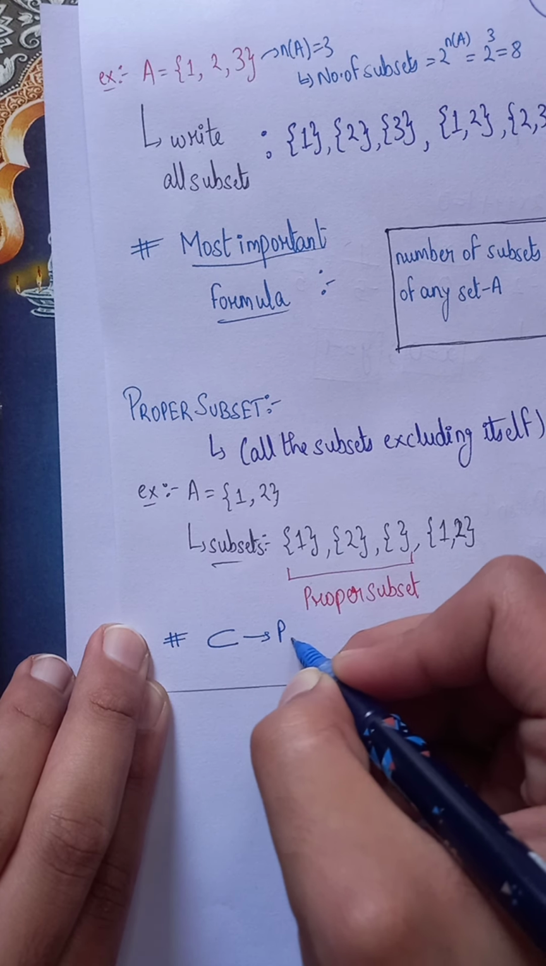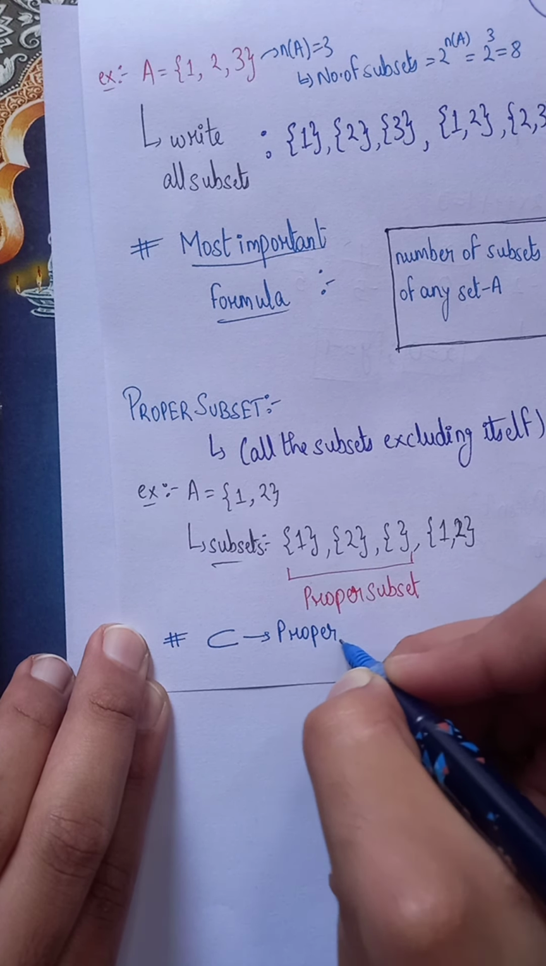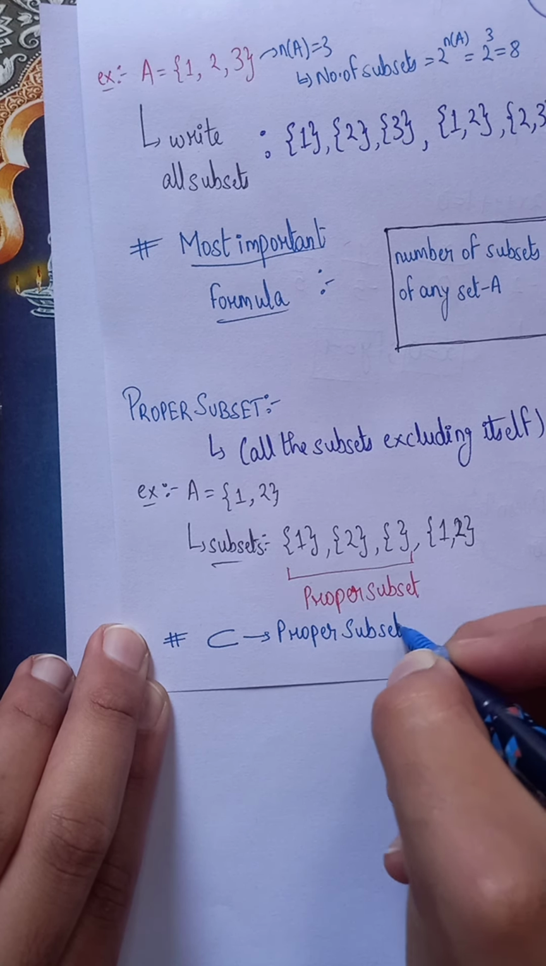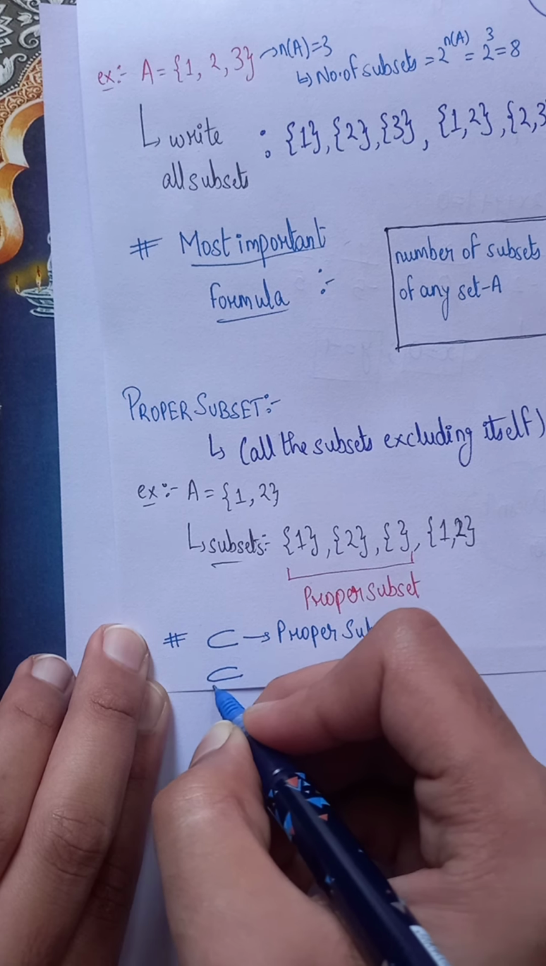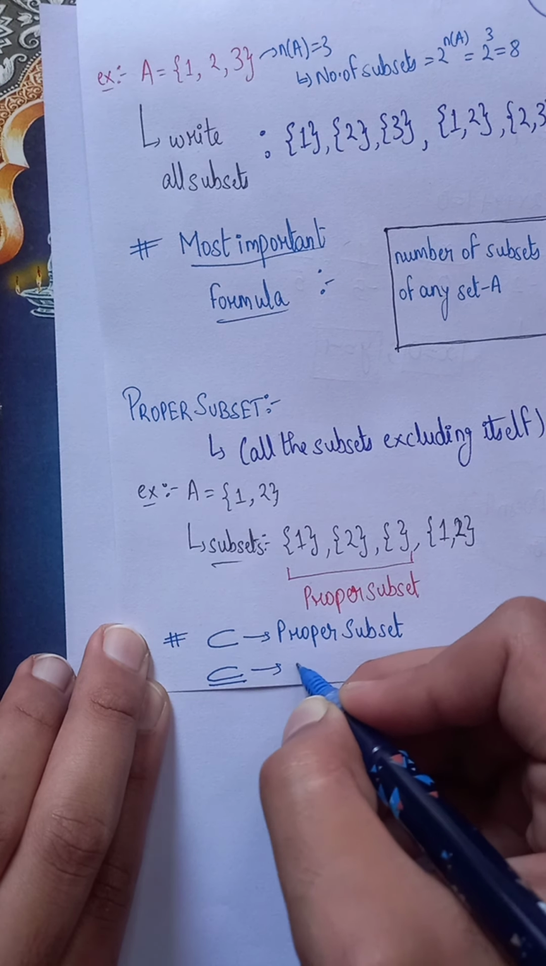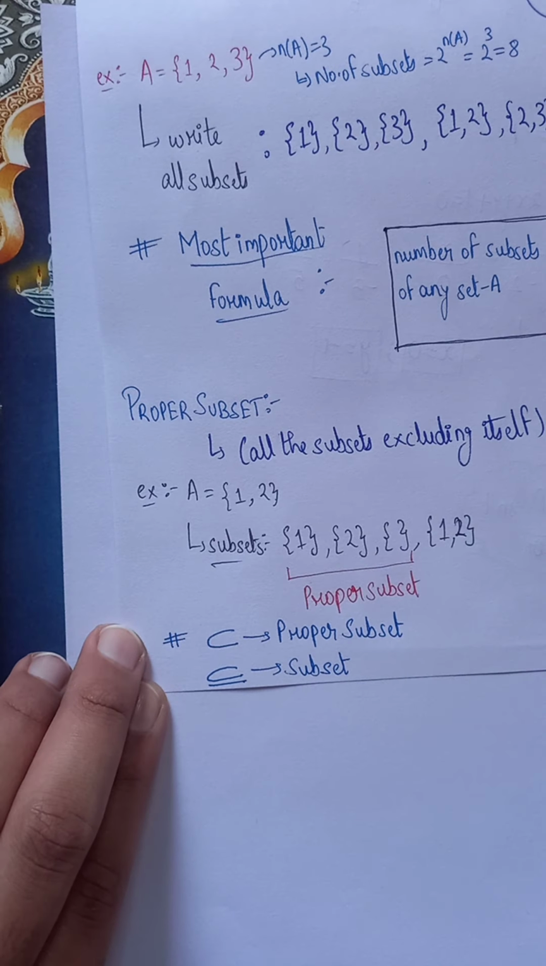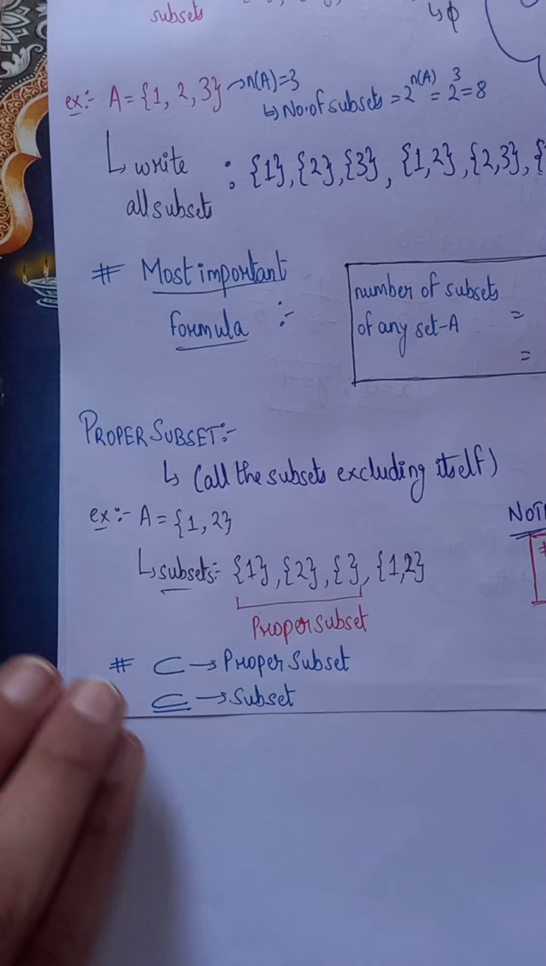One more thing. This is how you represent a proper subset. Proper subset is denoted like this, and subset is denoted like this.